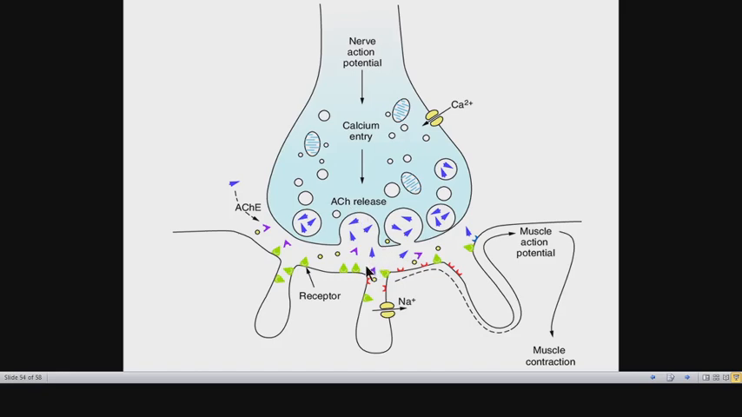وبالتالي لما يكون ما في acetylcholine release, this will lead to less generation of action potential in the muscle and less muscle contraction, and this will lead to weakness.